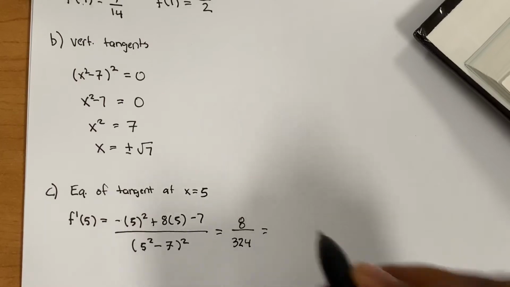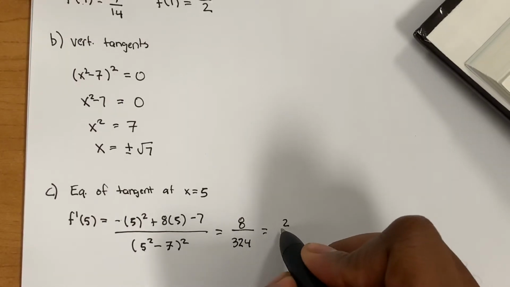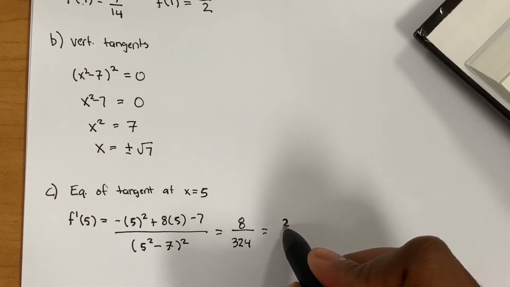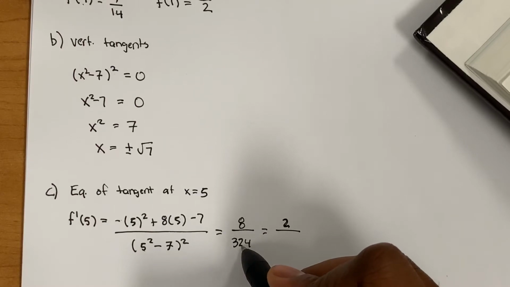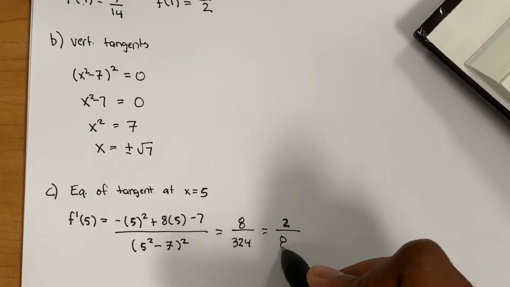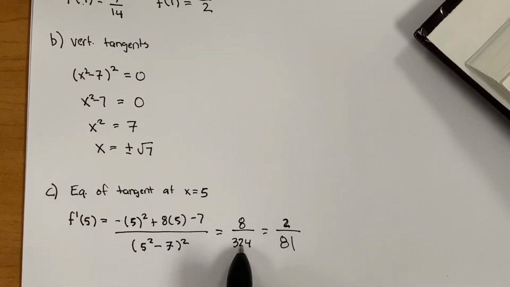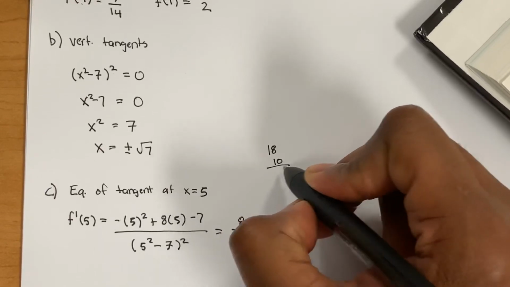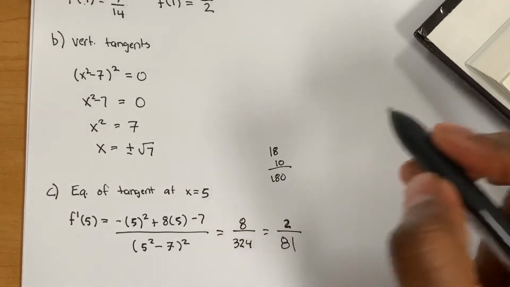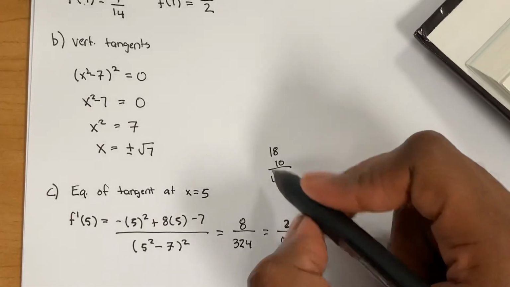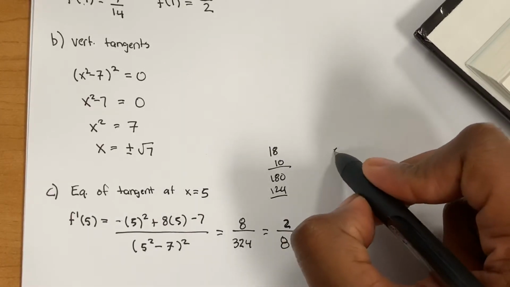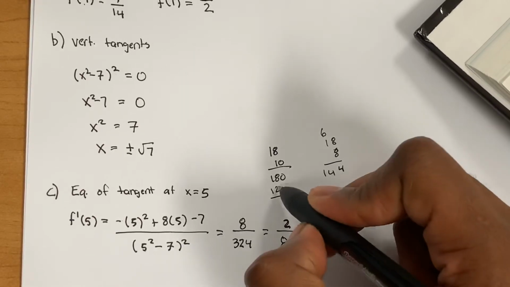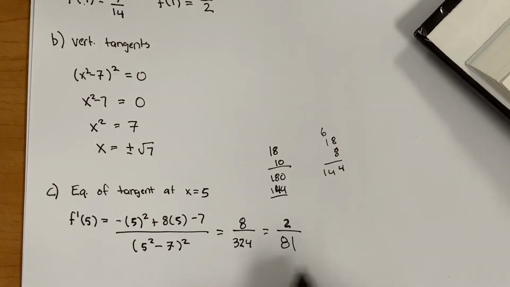I'll check my math on that. 4 divides into both of these, so we get 2 over 81. Yeah, let's go with 81. Check me on 18 squared. It might not be 324. I don't have a calculator with me. Let's find out though. 18 times 10 is 180, and 8 times 18 is 4, carry the 6, is 144. Yeah, so it's 324. All right, I'm correct.